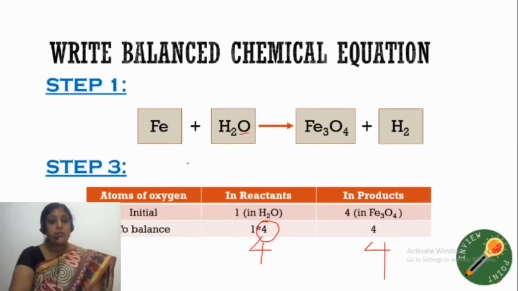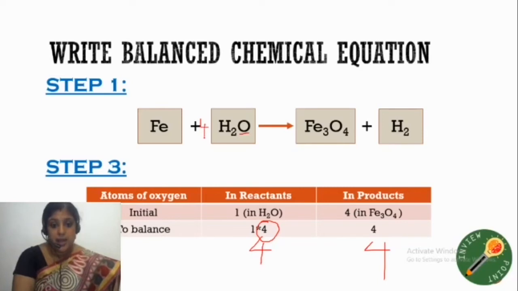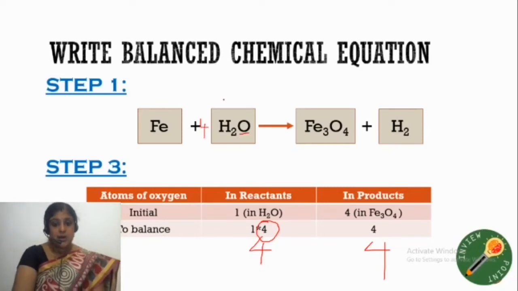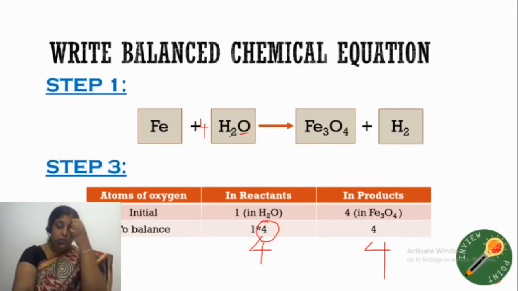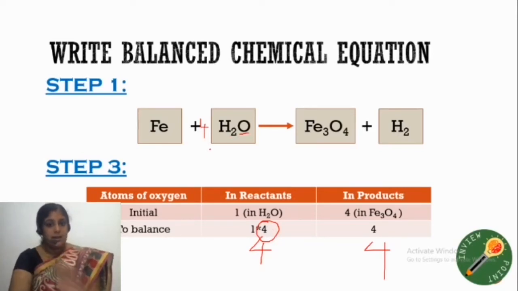So write this 4 outside the box containing the oxygen atom. Here the oxygen atom is present in the H2O molecule, right? So we are multiplying this with 4. So write this value 4 outside the box. Never write any calculations inside the box. Once you put the reactants and products inside the box, never touch it. Is it clear, students?